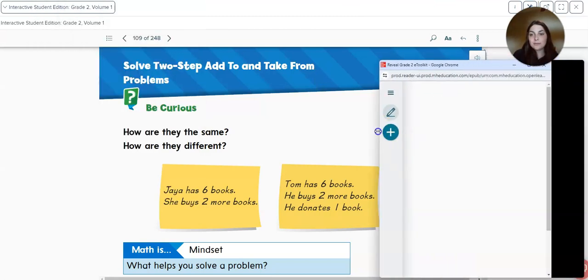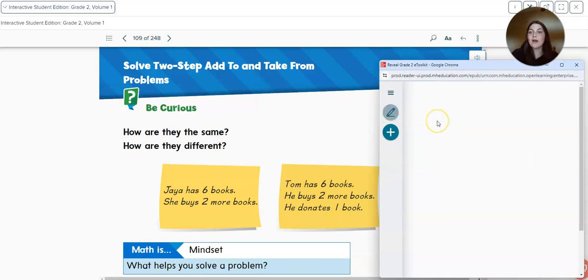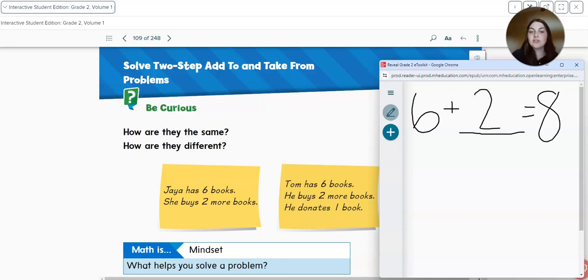Now, let's write the equation for Jaya, okay? So Jaya starts with 6 books. She buys 2 more books. Now remember that more word is telling us that we need to add. Okay, so 6 plus, how many more books is she getting? So we see that she is getting 2 more books, okay? So 6 plus 2 equals 8. So Jaya has 8 books.